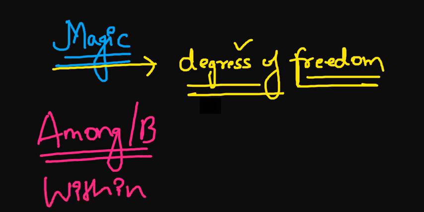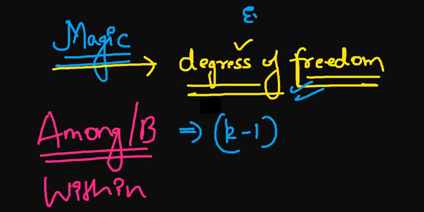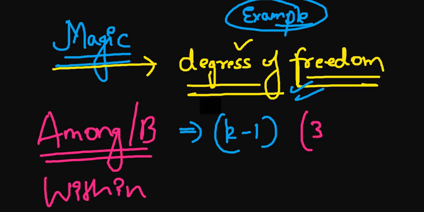Okay. So for among, the formula is given as what? It is given as K minus 1. So can you tell the degree of freedom for this particular example, this particular question we are talking about? Yes, why not? Our K is the number of groups, that there are 3 groups, minus 1. So the value of degree of freedom will be what? It will be 2. 100% you got your answer.